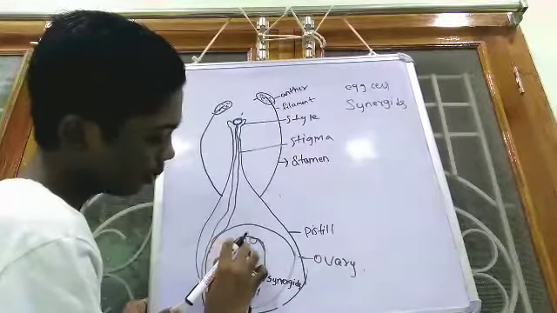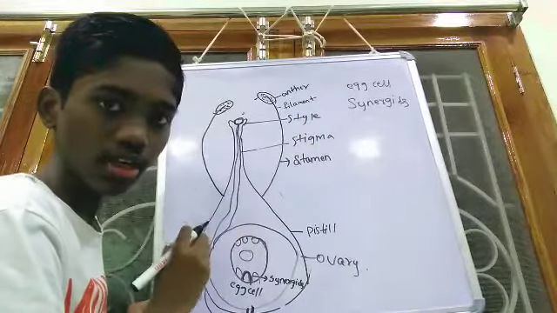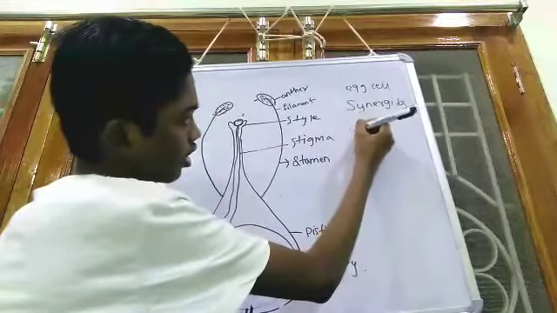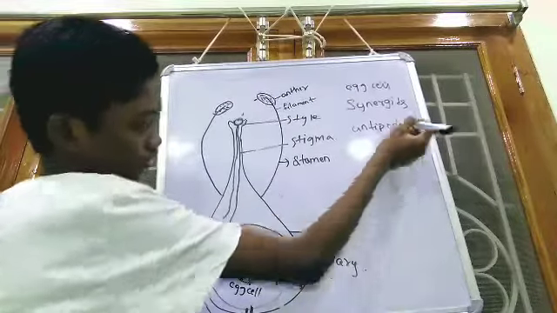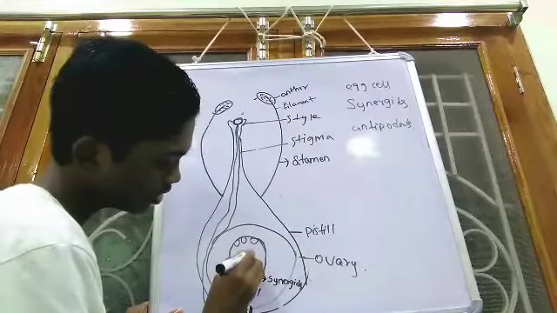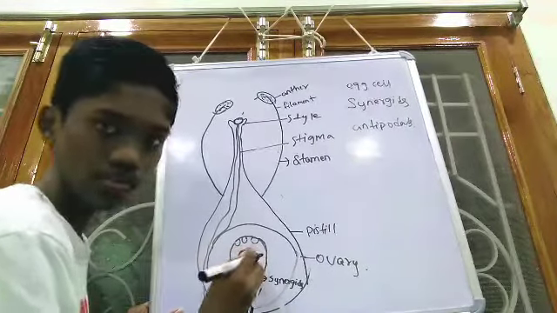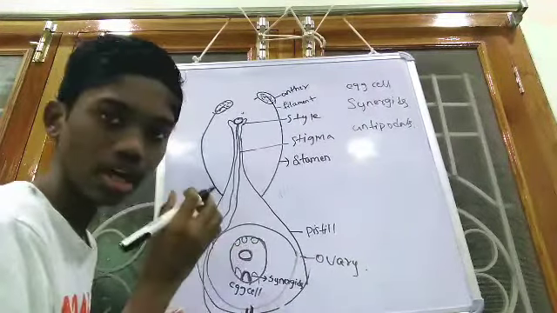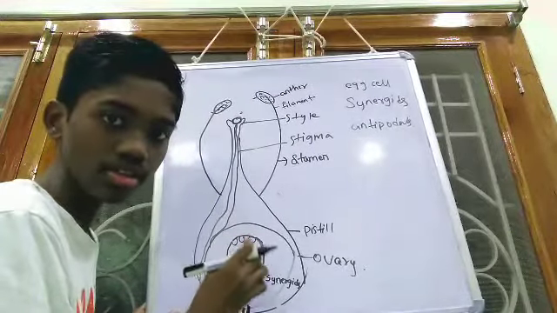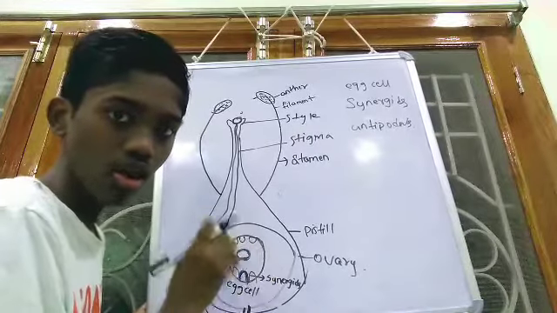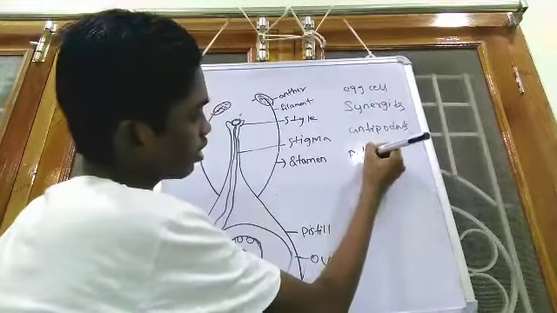And the top also consists of 3 cells. Those 3 cells together are called antipodals. And this center one, which you are seeing, which is the largest of all the cells, is also called the polar cell.